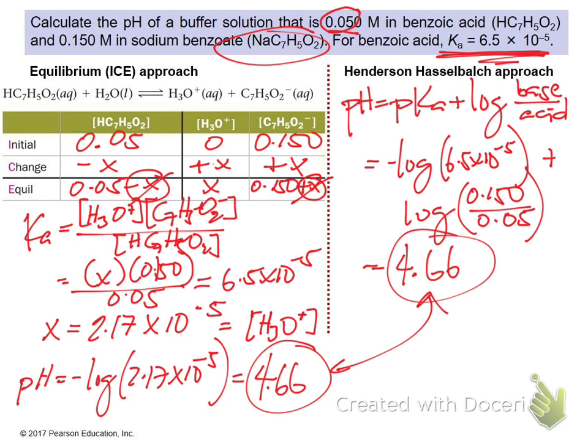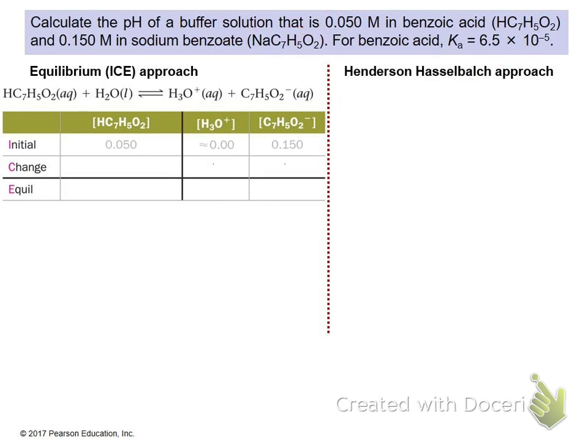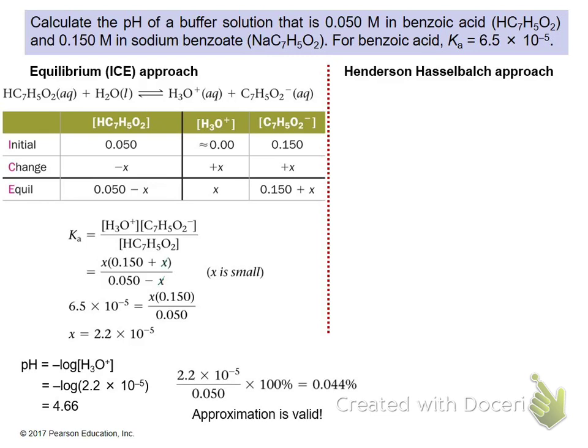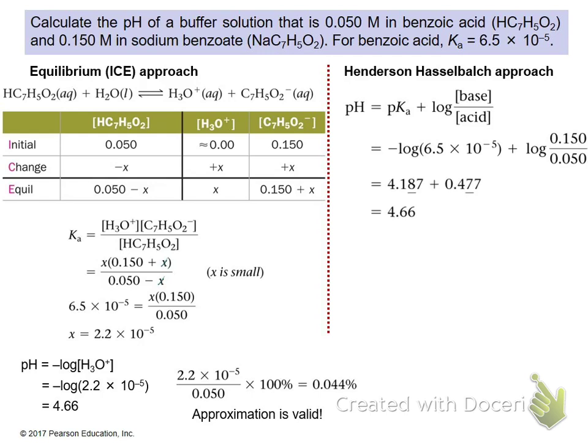So here's a cleaner approach. Again, using the equilibrium approach, we populate the ICE table, find the Ka expression and the value of x, plug it into the pH equation, and we get 4.66. Or you can just use the Henderson-Hasselbalch approach, using this equation, and we get the same pH, which is 4.66.